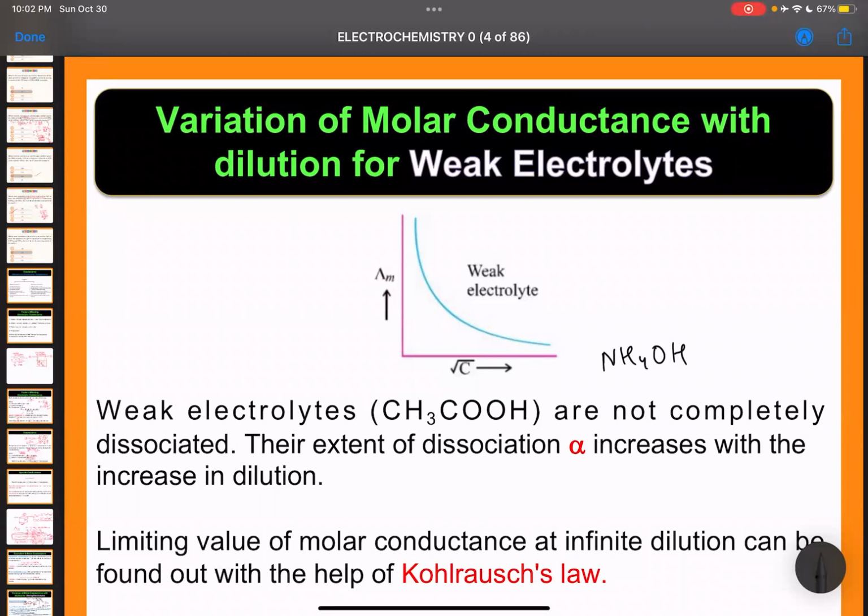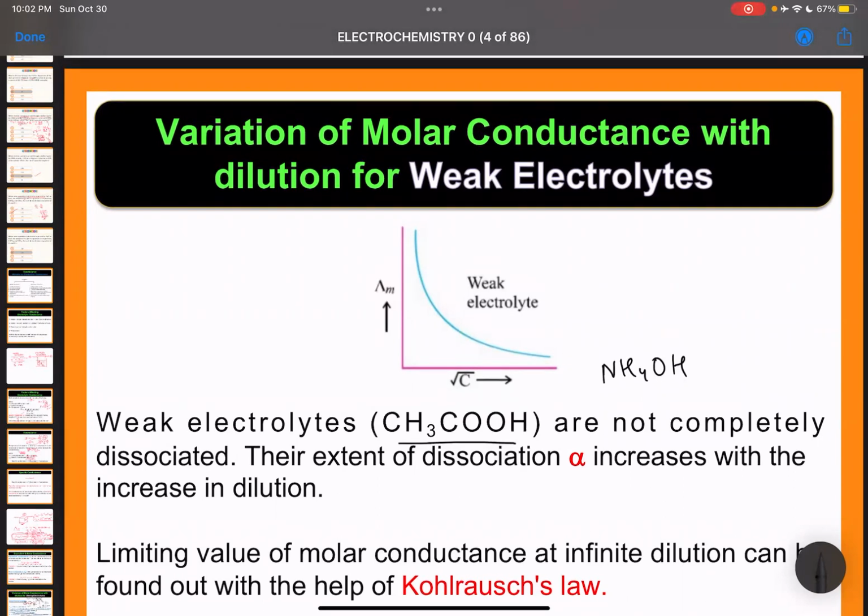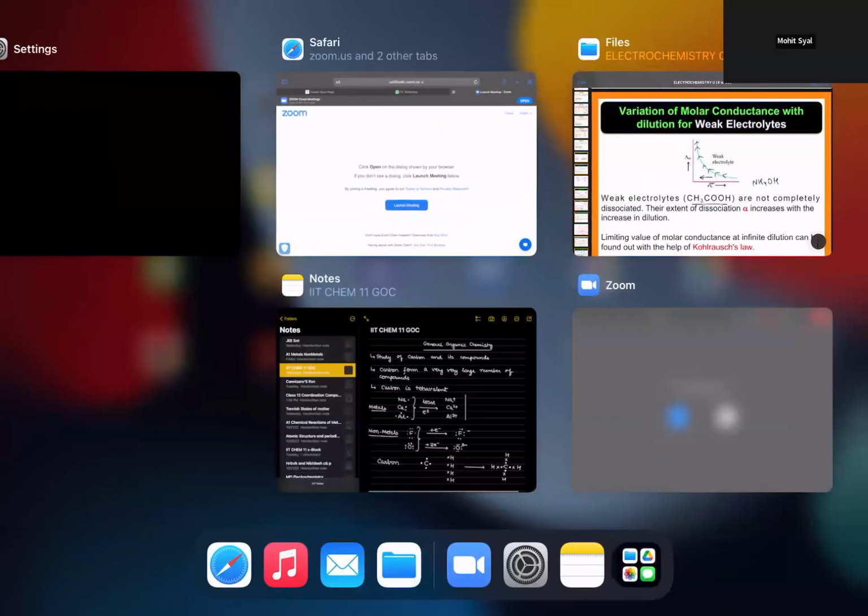But that is, they don't dissociate. Acetic acid is, let's say, 10% dissociated. But for acetic acid, if you put water into it, if you dilute it, there also the molar conductivity is increasing. I hope you can see this. The molar conductivity is increasing as you are decreasing the concentration. You are putting more and more water. The molar conductance is increasing. Okay.